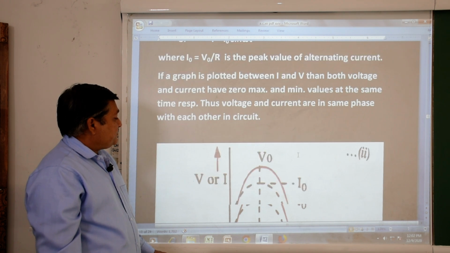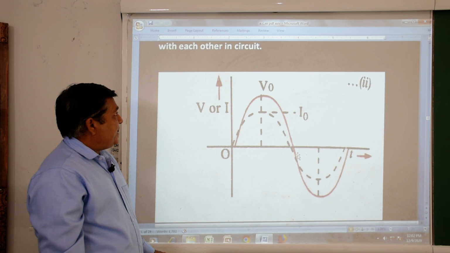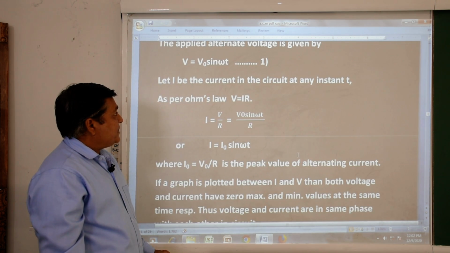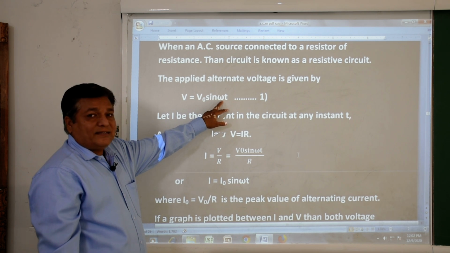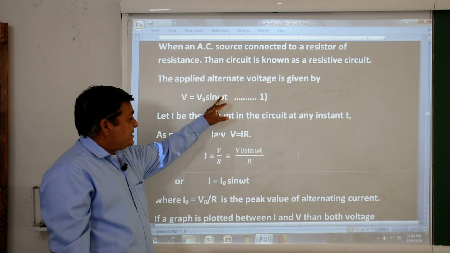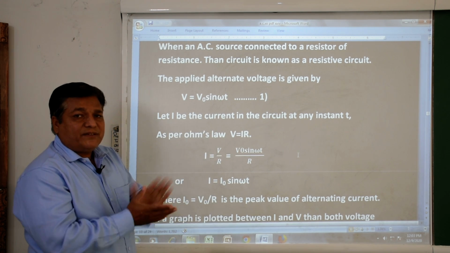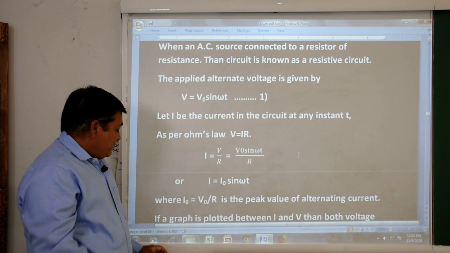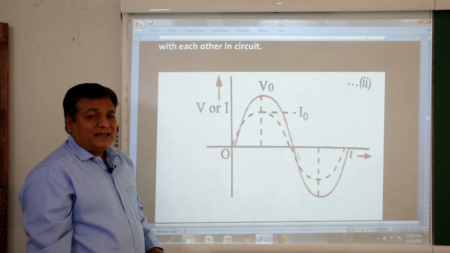So, if we plot a graph between I and V here, we can see that there is no phase difference. If we compare both expressions, in equation number 1 it is sin omega t, the angle theta is omega t here, and in case of current it is sin omega t, the same phases. Means current and voltage both are at the same phase, means there is no phase difference between current and voltage, and we can denote this for both current and voltage in case of a resistor.